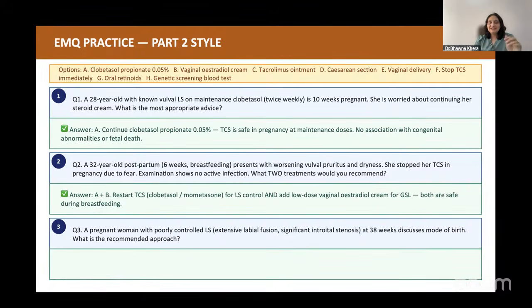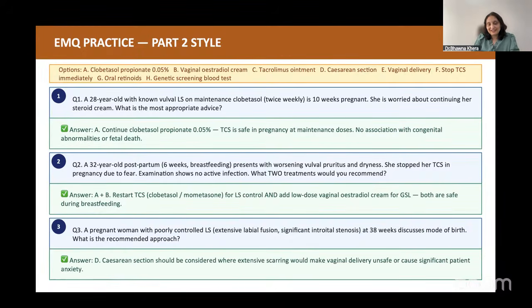Yes, this is an indication for cesarean section. So, cesarean section should be considered where extensive scarring would make vaginal delivery unsafe or cause significant patient anxiety. So that was for the part 2 students.